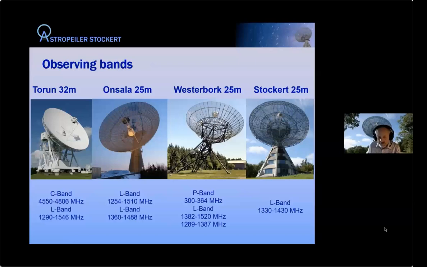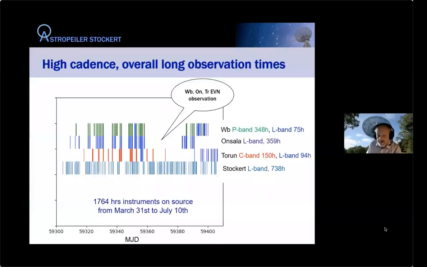Now, looking at the time and cadence of observations, it all started with a trigger of the astronomer's telegram by CHIME in late March. So the first observation was on the 31st of March by the Stockert telescope. These lines show the cadence of the observation and the duration of the observation of the different instruments. Also, the color denotes the band that's used. So Stockert all L band, Torun C band mostly, but some L band, especially in the later phase. Onsala was all L band, and then there's P band, mostly by Westerbork.